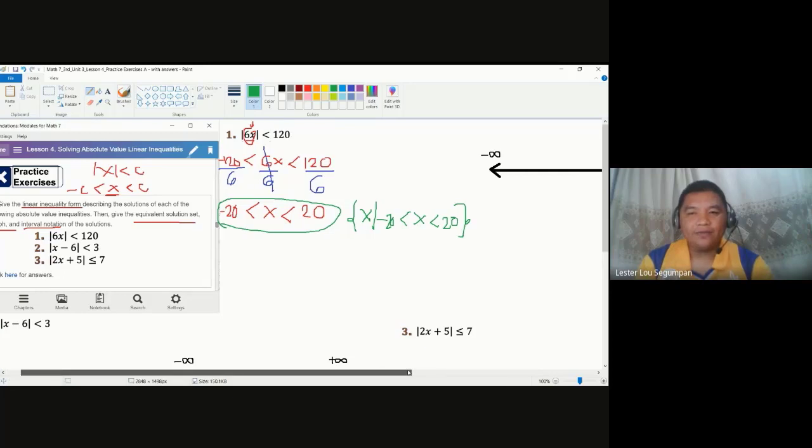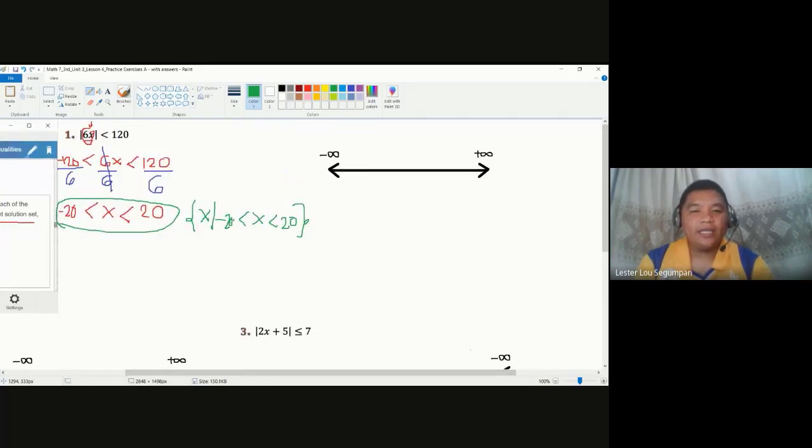As for our graph, since it's less than, we already have the idea and analyze that the graph should be meeting between two different endpoints. And the endpoints we're talking about here are the values of our constants on the leftmost and the rightmost side. So we have here the values of negative 20 and positive 20. And we have the values in between. So all values in between.